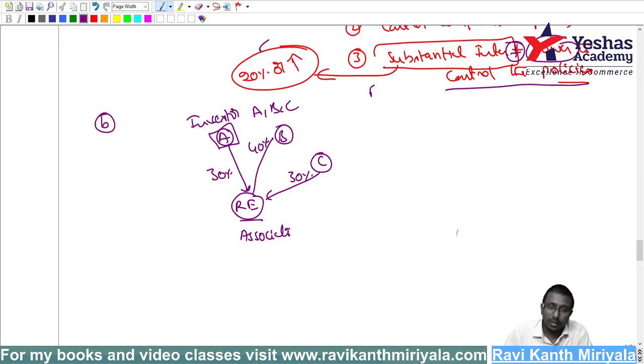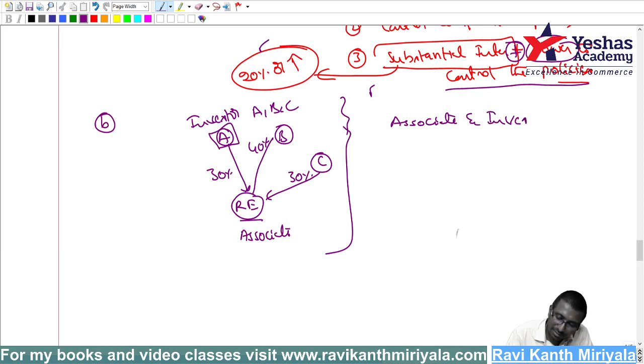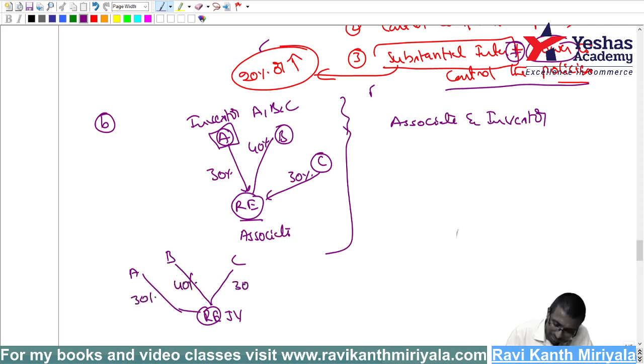Hope you understood, right? So the second point: associate and investor are related parties. Associate is related to investor, and investor is related to associate at the same time. Now suppose my reporting entity is a joint venture. Here also A, B, C are there, with 30%, 40% and 30%. Sir, it is the same as the earlier diagram, so why are you telling this is a joint venture?